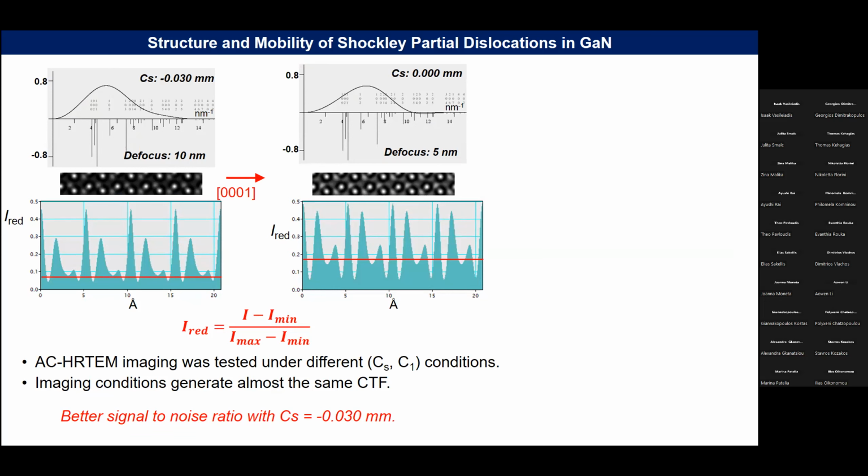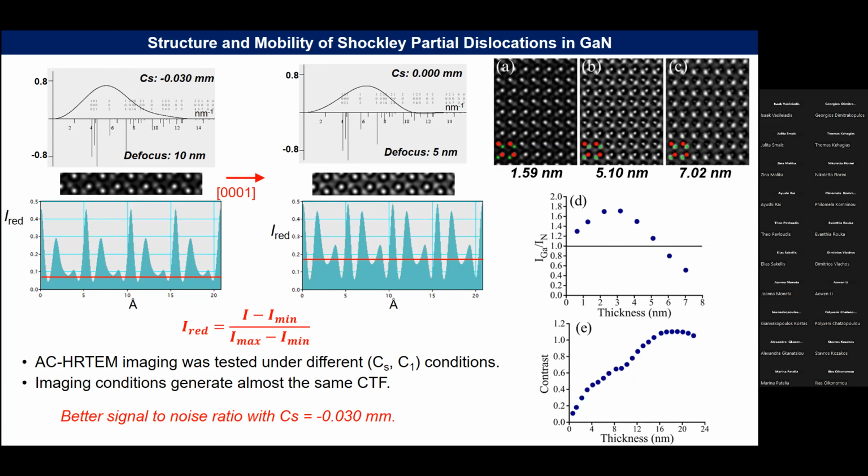First of all, when someone wants to test some of these conditions, we have to perform some analysis like that. We have to perform image simulations and see which condition provides better signal to noise ratio. You can see here that the imaging conditions we chose have better signal to noise ratio than the full aberration corrected condition.